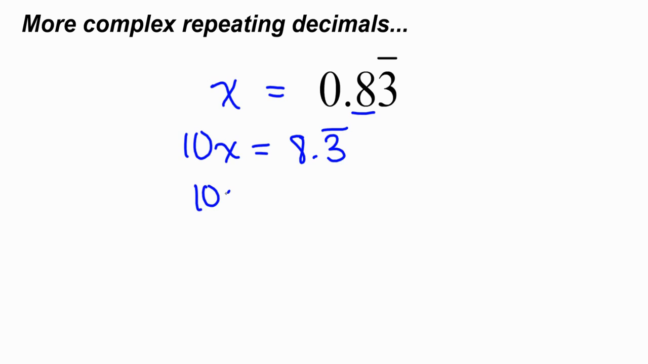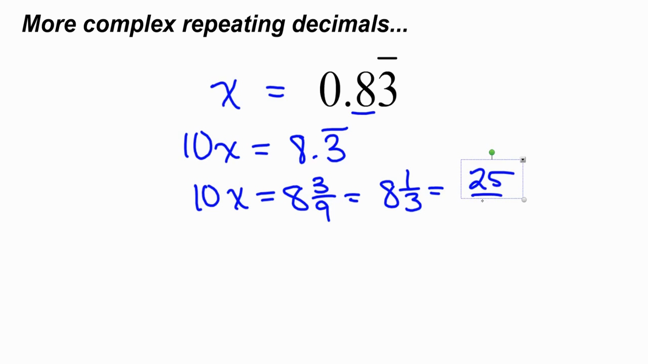So I know that 10x is equal to 8 and 3/9. So I used my nines method to convert that decimal part to a fraction. And I'm going to simplify this to 8 1/3 and then write it as a mixed number. So 8 1/3 as an improper fraction is 25 thirds. So now I've got my fraction. I just need to know what x is. So I know now that 10x is equal to 25 thirds.